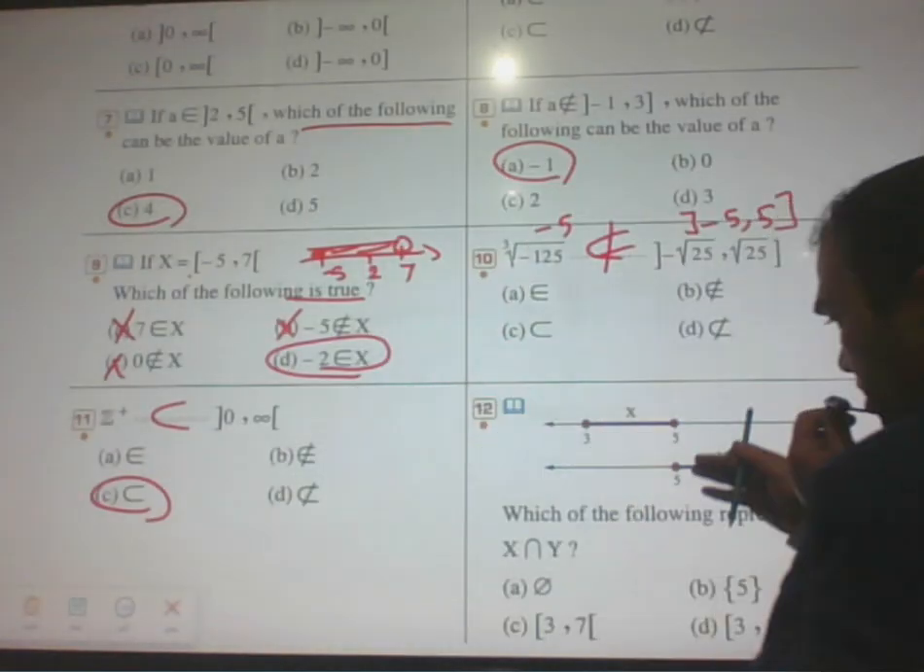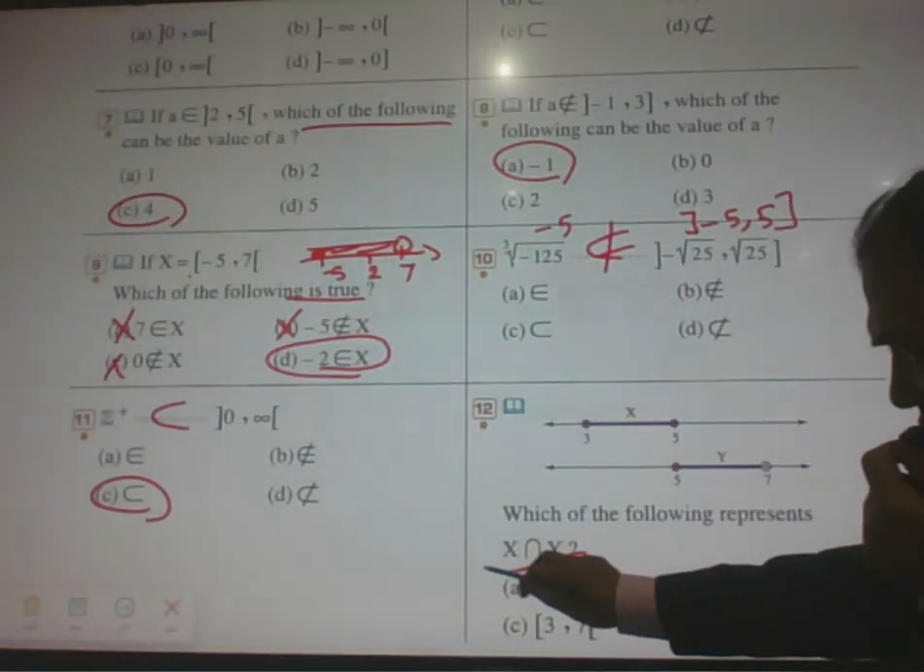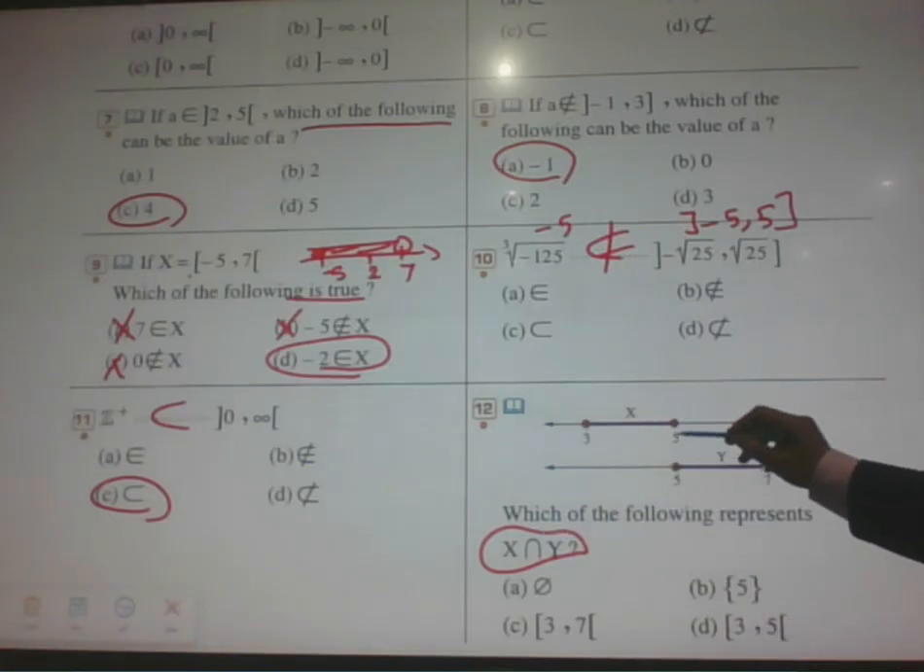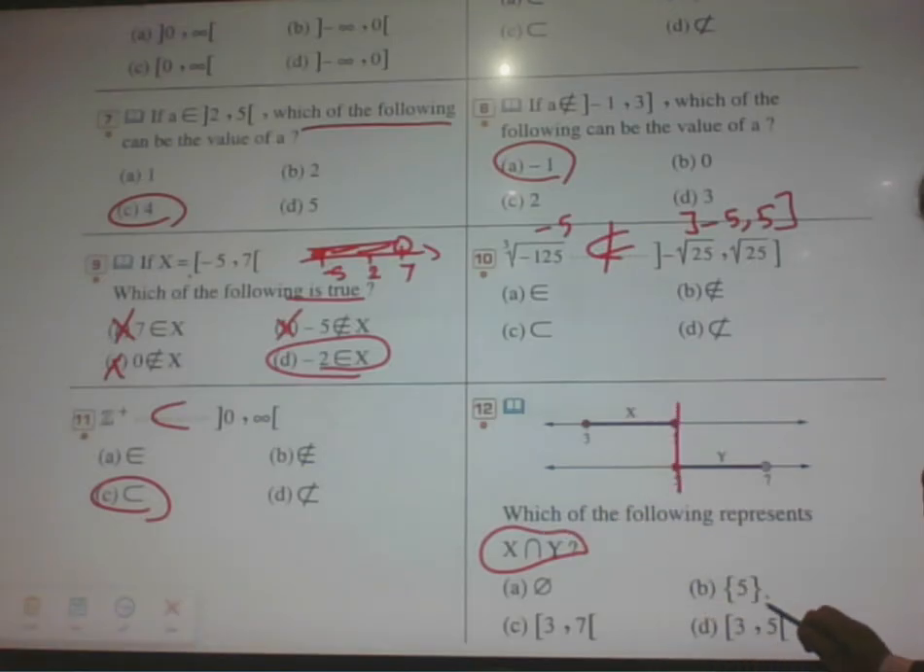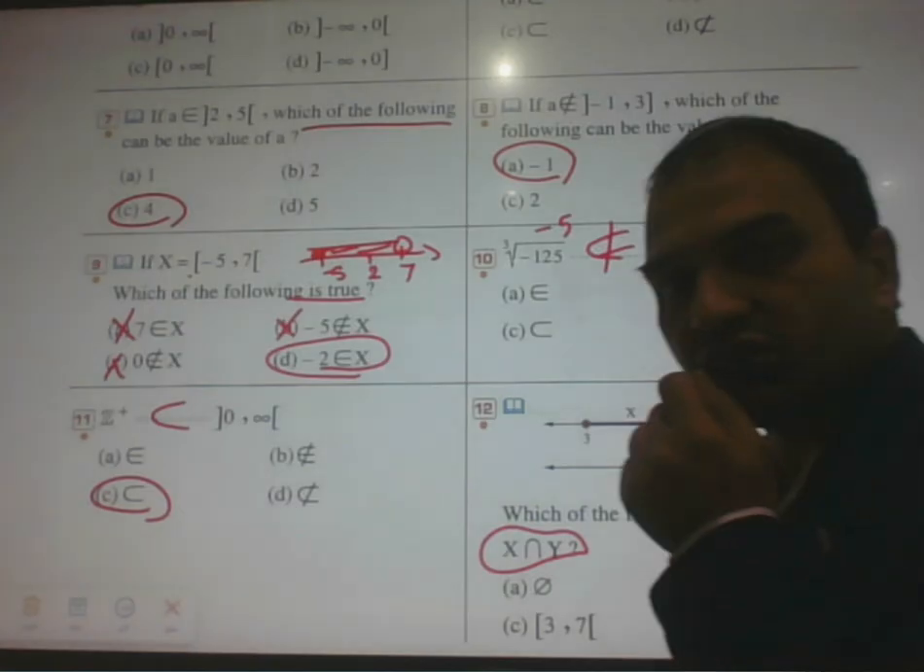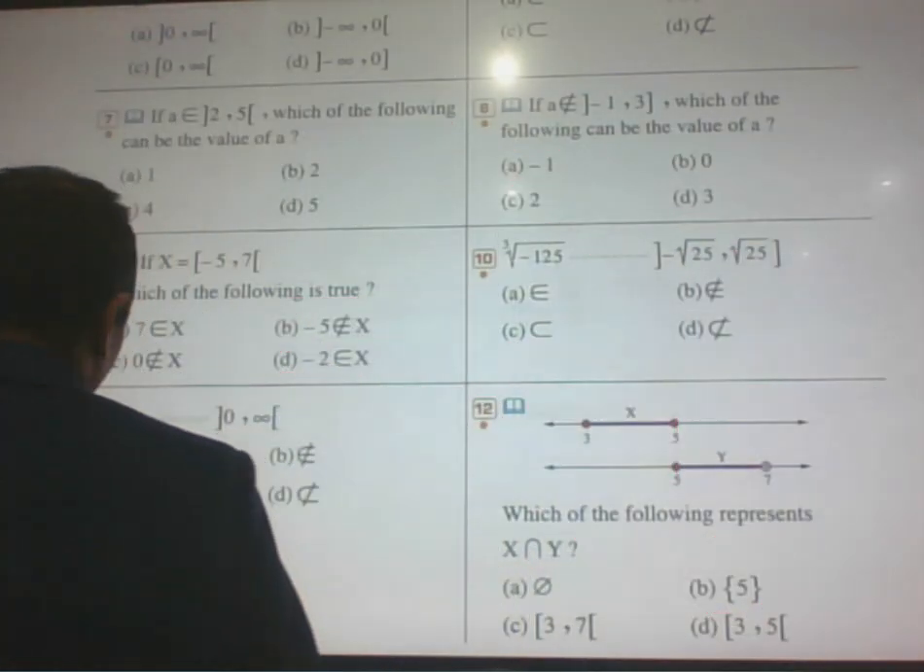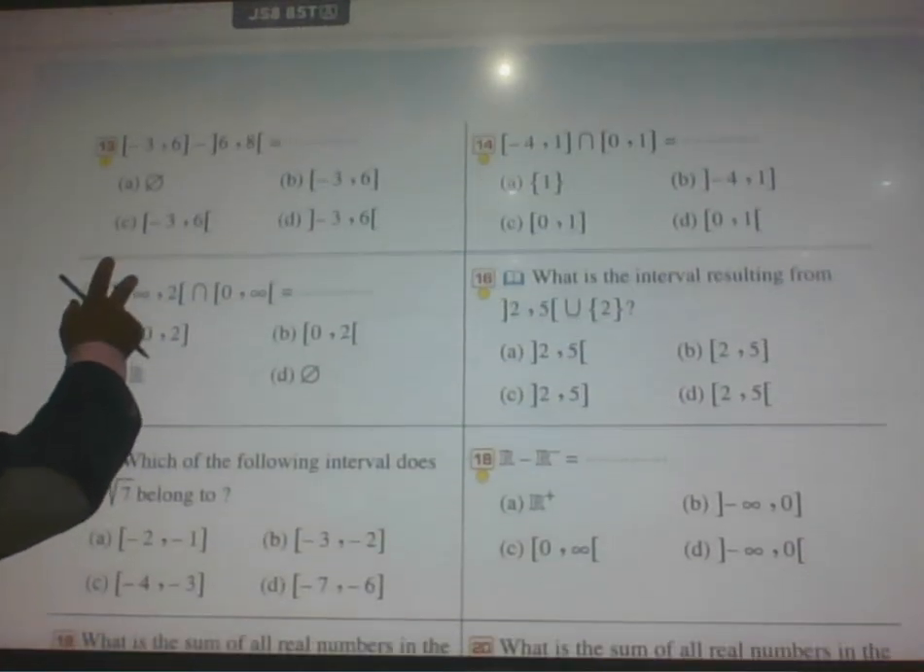And this question, he asked about what? The intersection between two intervals. We have the intersection here, it will be the set of 5, because 5 belongs to the first interval and the second interval also. Next question here, number 13.